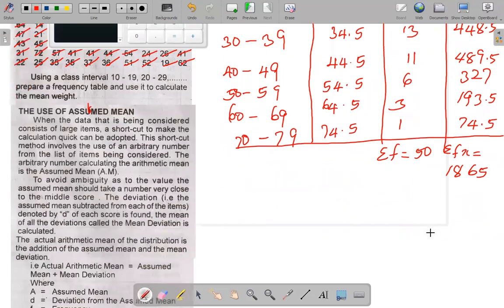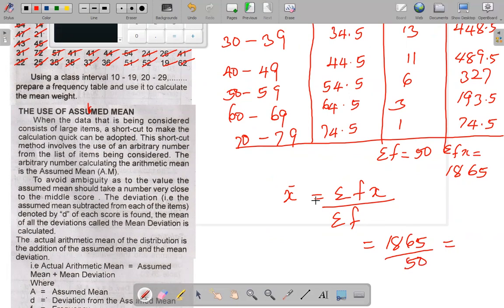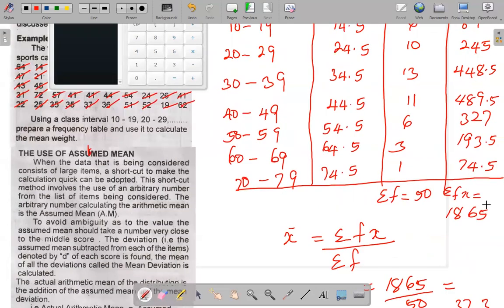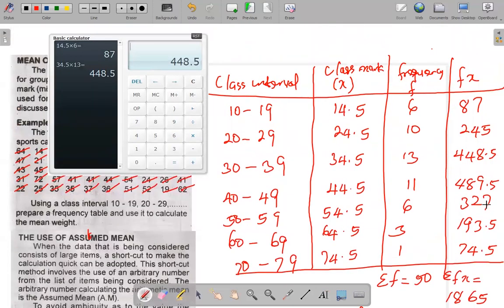So that the mean, x bar, which is summation fx over summation f from a table, is 1865 divided by 50. And 1865 divided by 50 is 37.3 kg. 37.3 is the mass, the mean mass of the student. So calculate the mean weight. So the mean weight is 37.3.